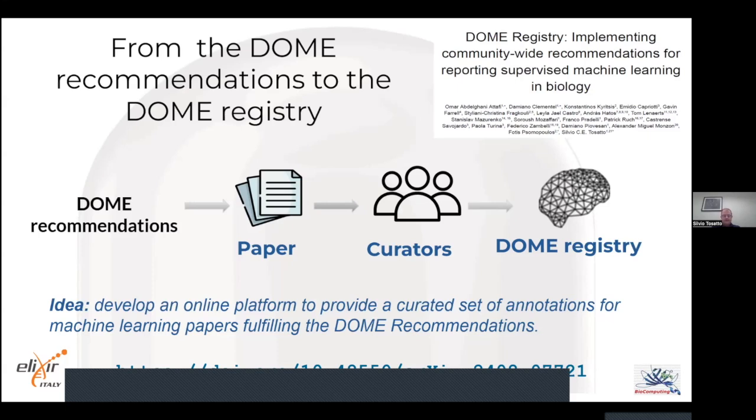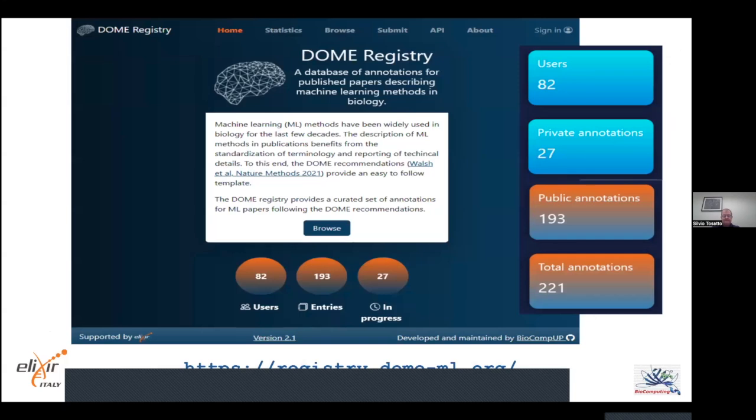So the DOME registry itself is rather simple to describe. It is on the outside a web interface where you can look up various papers which are already published and which have a machine learning method which has been described. At the moment, we have about 200 annotations. Almost 200 of them are public, and then there are a bunch of others which are currently private, because we also have the option for curators to write up something.